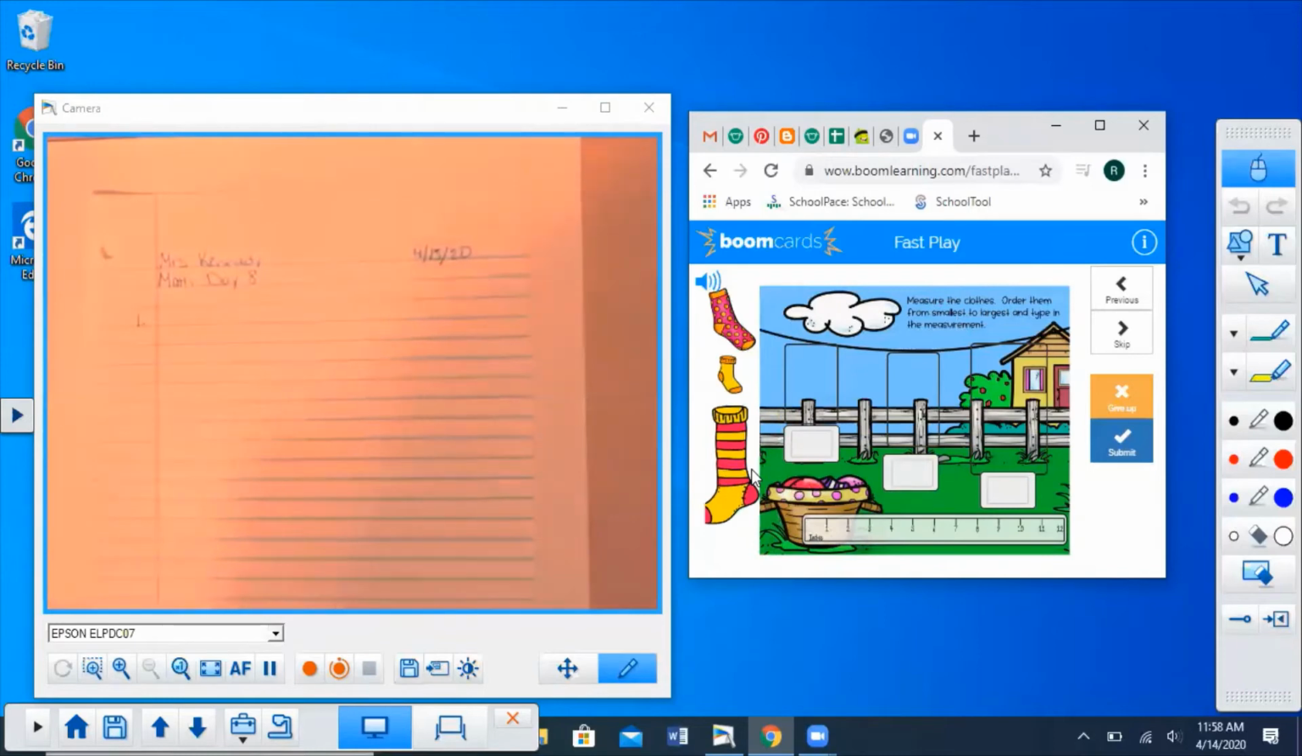Now we need to order them from smallest to largest. Which one's the smallest? What color? Yep, the yellow. And how long was that one? Do you remember? Yep, it was 1. Now we need to put 1 here. Which one is next? Polka dots, yes. Do you remember how long?